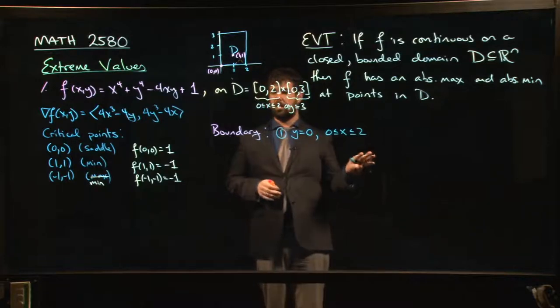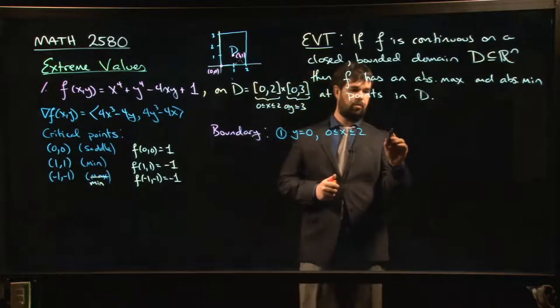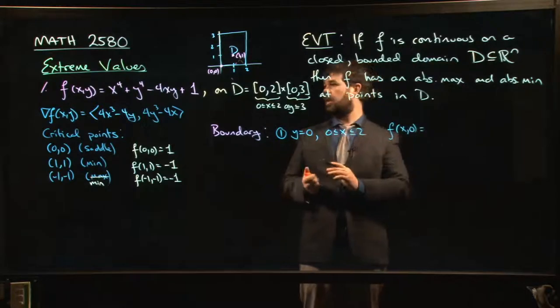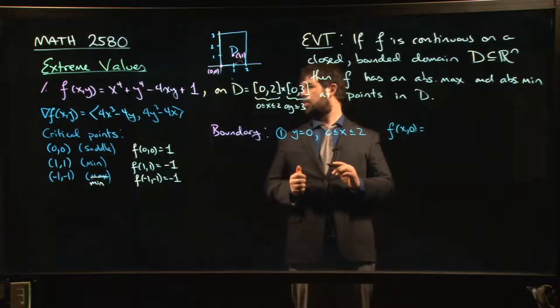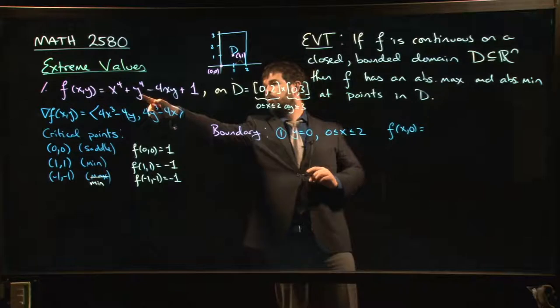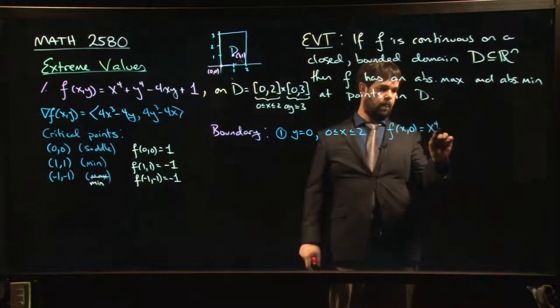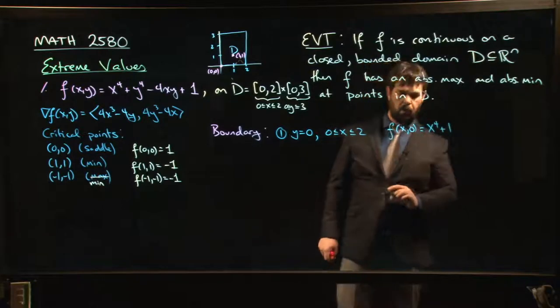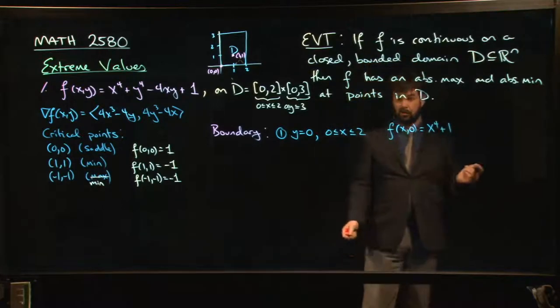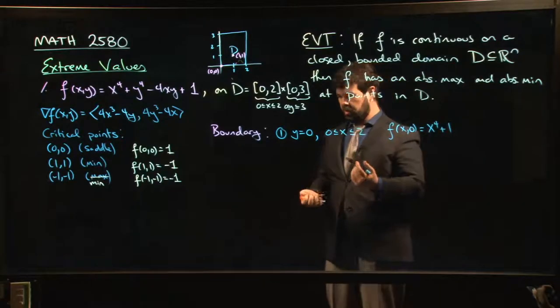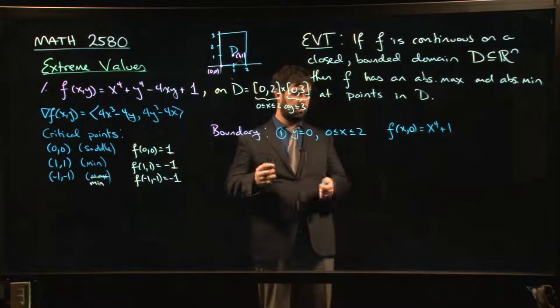If we're only looking at points along the bottom of the rectangle, y is equal to 0, that means we can just put f of (x, 0) in. And, well, what do we get if we put y equal to 0? This term goes away, this term goes away. We get x to the 4 plus 1, okay? Function of one variable. So how do you find the maximum for a function of one variable? Well, this is now a Calc 1 problem, right?